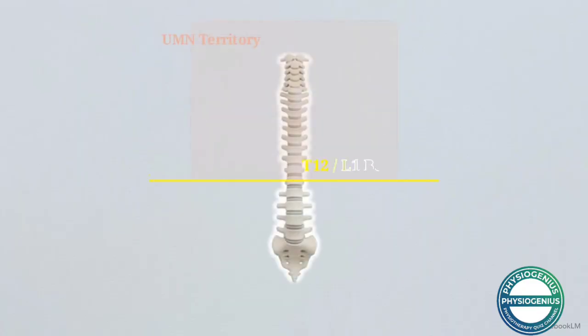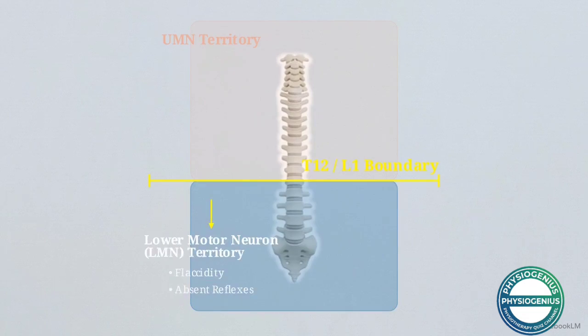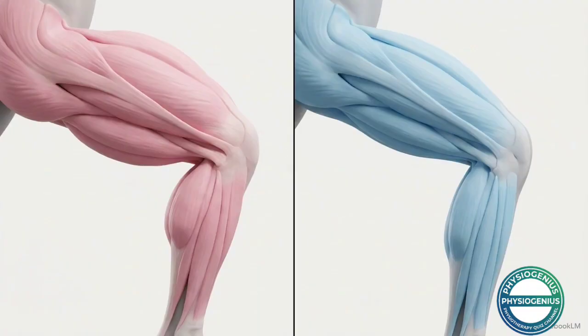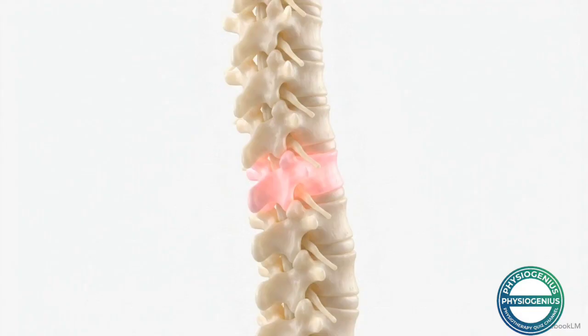In direct contrast, lower motor neuron injuries are located strictly below the T12 and L1 boundary. In an LMN pathology, those spinal reflexes are completely absent. The limbs become entirely flaccid, and spasticity does not occur. Observing severe muscle spasms versus complete flaccidity gives the physical therapist a direct, incontrovertible map to the lesion's vertical position on the spinal axis.